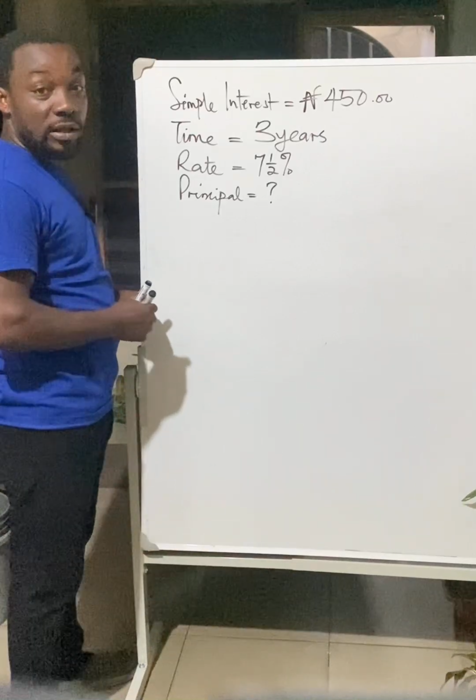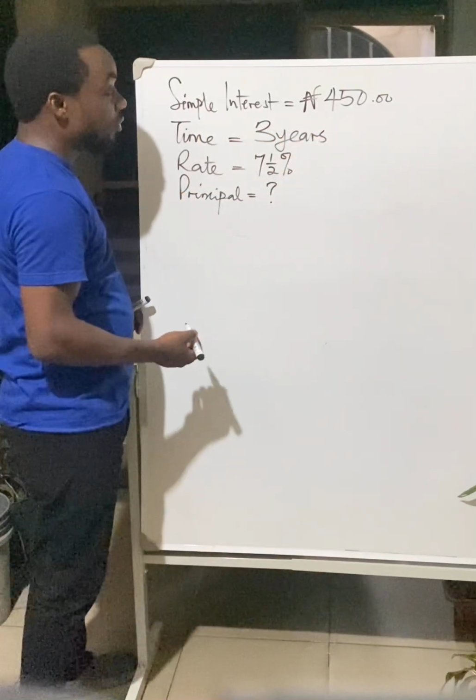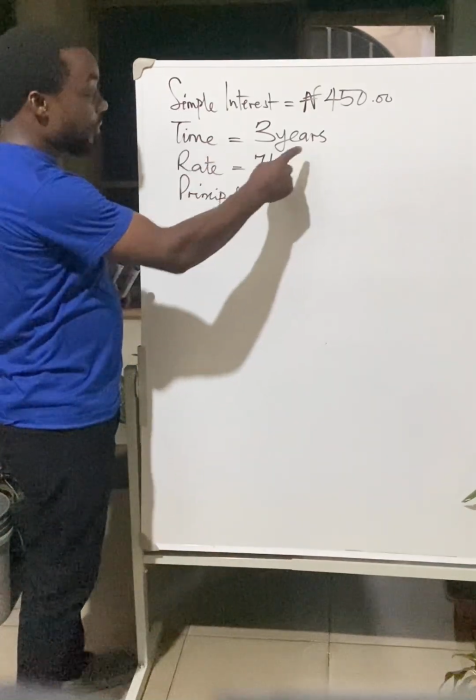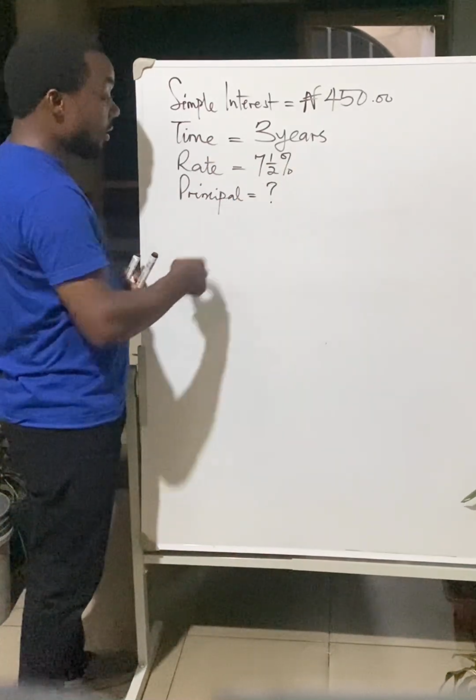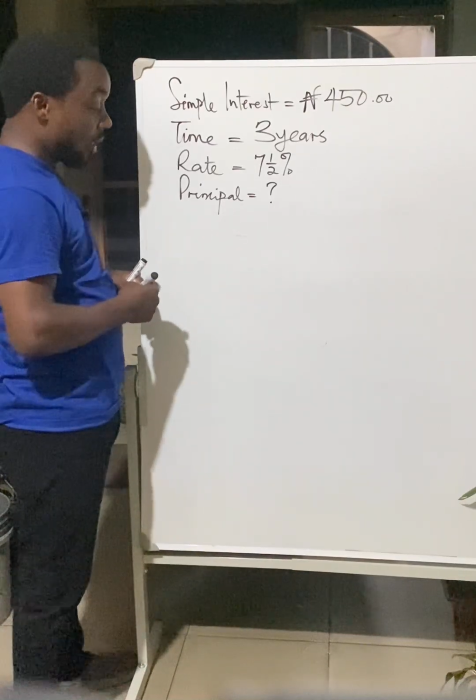Let's look at this simple interest question. We have the simple interest is given as 450 naira. The time is 3 years. The rate is 7.5%, and the principal is what we are looking at.